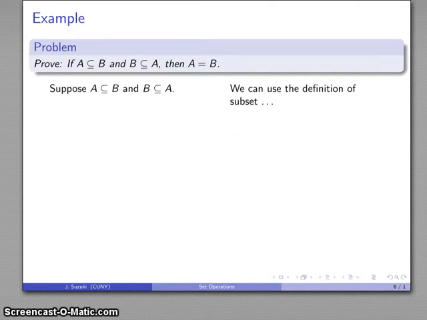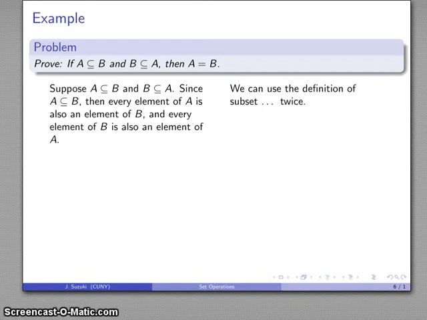Well, I can use my definition of the subset. Since A is a subset of B, then I know that every element of A is also an element of B. And in fact, I have two subset statements, so I can then say that every element of B is also an element of A. Putting them together, that says that A and B do in fact contain the same elements. Whatever is in A is also in B, and whatever's in B is also in A. And so A and B contain the same elements, and so by my definition of set equality, I know that A and B are equal.